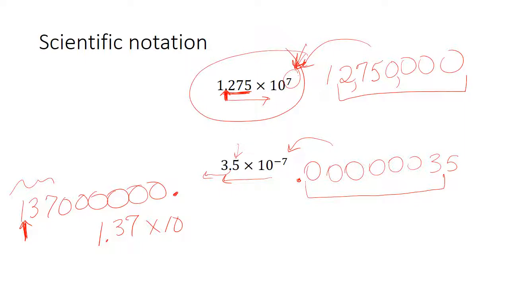Now I've got to figure out what my exponent is by counting. I moved it 1, 2, 3, 4, 5, 6, 7, 8 places. So it's going to be a positive 8 because it's a big number.